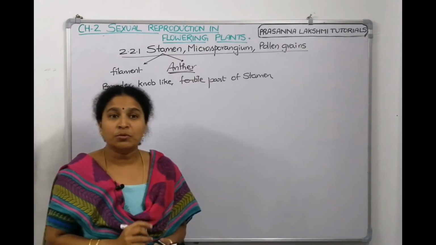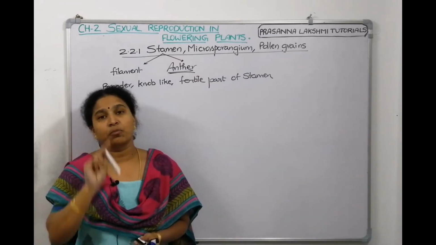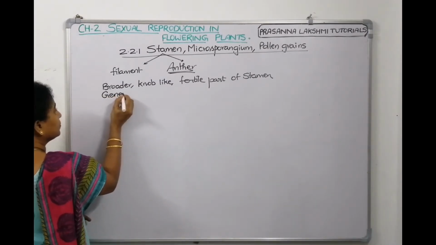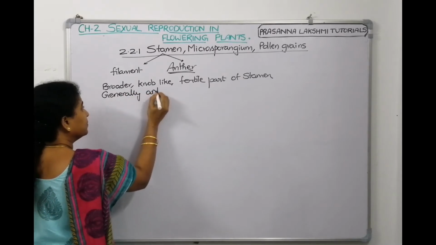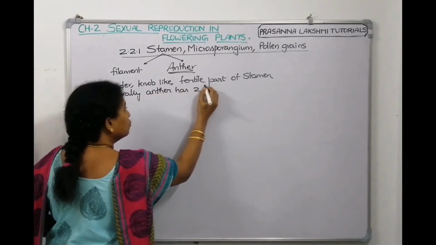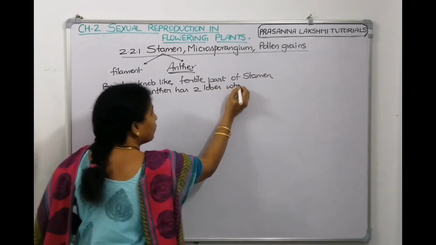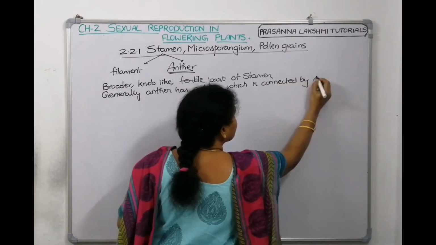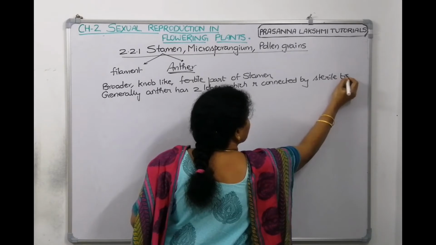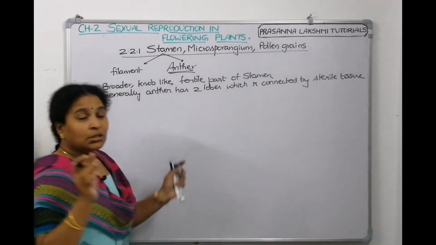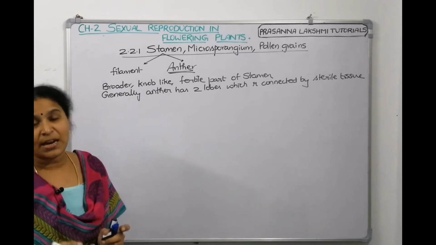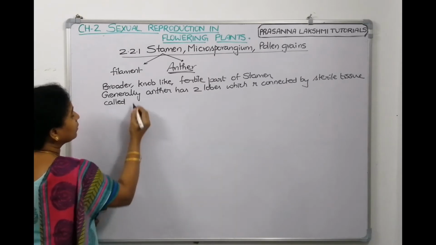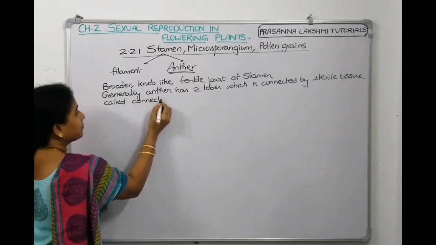Usually, how many anther lobes will be there? Generally the anther is two lobed, and both the lobes are connected by a sterile tissue. Since we are telling anther is a fertile tissue, the two anther lobes are connected by a sterile tissue called connective. The sterile tissue which is connecting both the anther lobes is called connective.